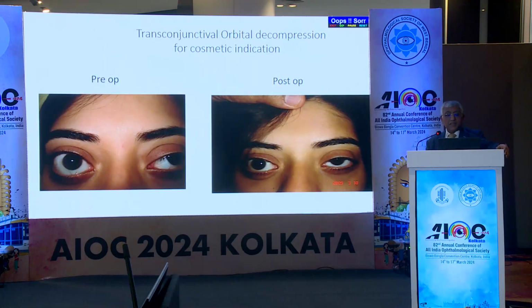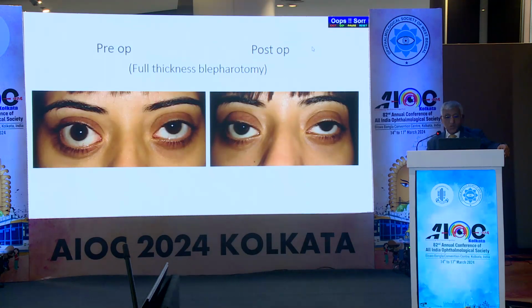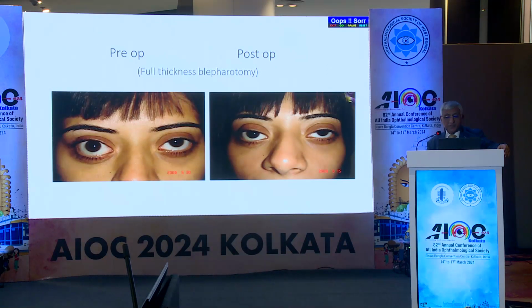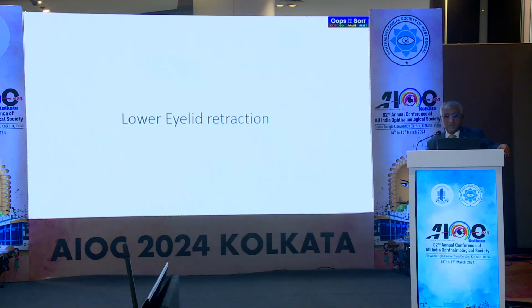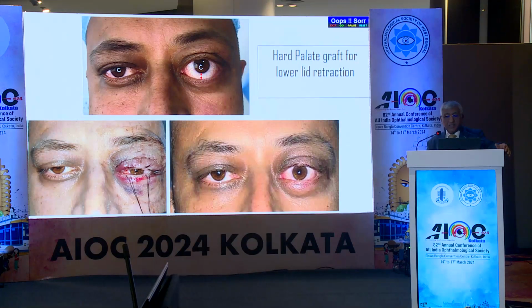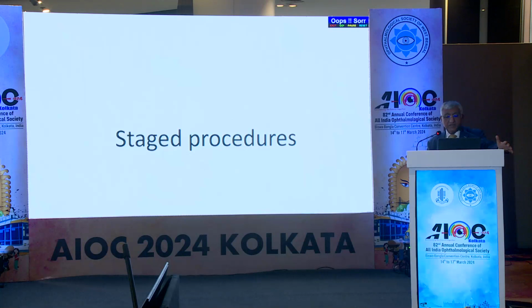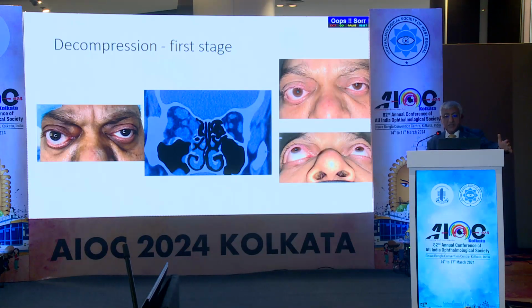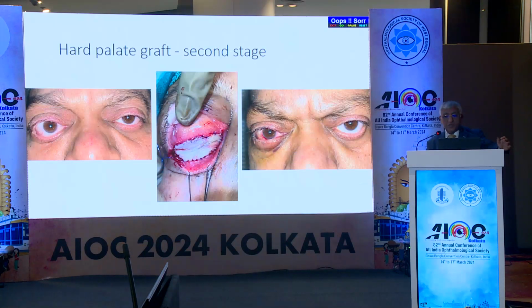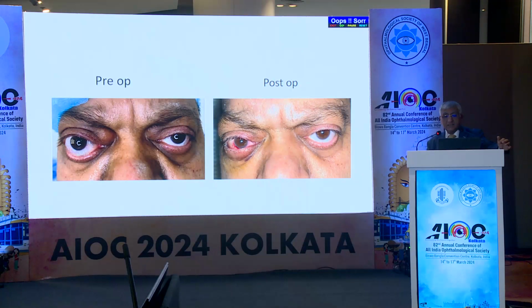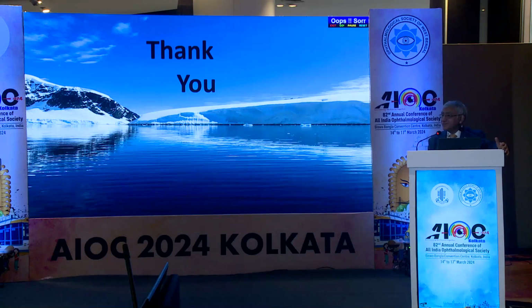skin muscle. So this is an example of a transconjunctival orbital decompression for cosmetic indication, followed by a blepharotomy for correction of the eyelid retraction. We'll skip the lower eyelid retraction, hard palate graft, and staged procedures. As we said, you first do a decompression, followed by a hard palate graft for correction of these cases. Thank you very much. Thank you again.